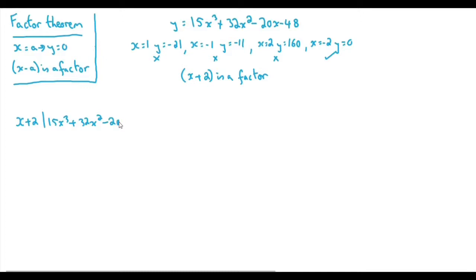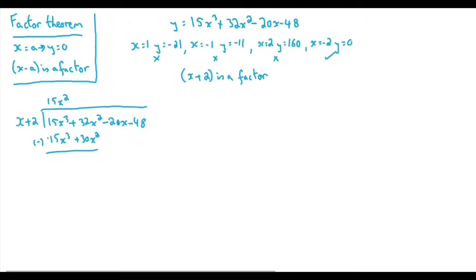So then we just have here minus 20x minus 48. How long division works is we'll say, okay, what would you have if you had 15x cubed divided by x? Well, that would leave you with 15x squared. Now, we'll say, well, what would be the whole factor times the 15x squared be? Well, x times 15x squared is 15x cubed again, but then 2 times the 15x squared would give us plus 30x squared.